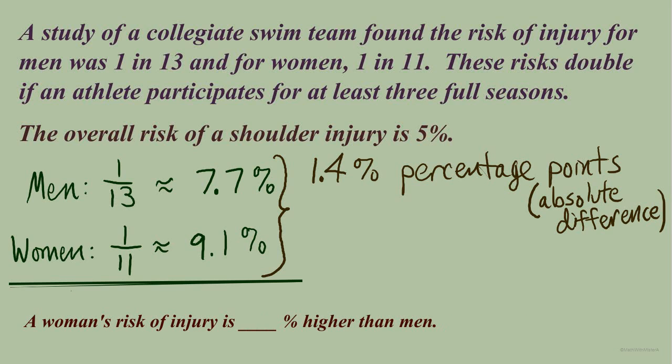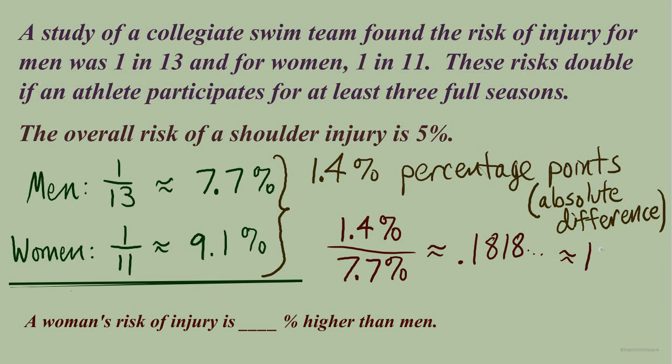A different statement would be, a woman's risk of injury is some percent higher than men. Phrasing it this way means we need to calculate an actual relative difference. We see that we're comparing it to men, this 1.4% difference, compared to the male risk of 7.7%. And we see the decimal, about 0.1818, it repeats, so that is about 18.2%. So this sentence would need to use 18.2% to describe the percent higher that a woman's risk of injury is.